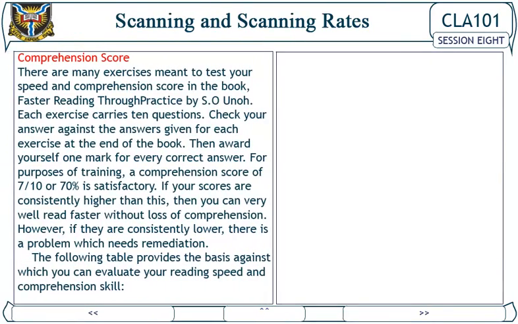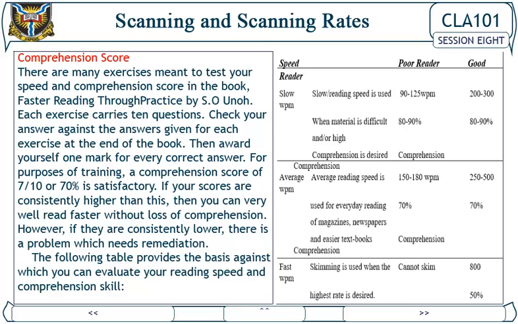Comprehension score. There are many exercises meant to test your speed and comprehension score in the book, Faster Reading Through Practice by SS8. Each exercise carries 10 questions. Check your answer against the answers given for each exercise at the end of the book. Then, award yourself 1 mark for every correct answer. For purposes of training, a comprehension score of 7 over 10 or 70% is satisfactory.